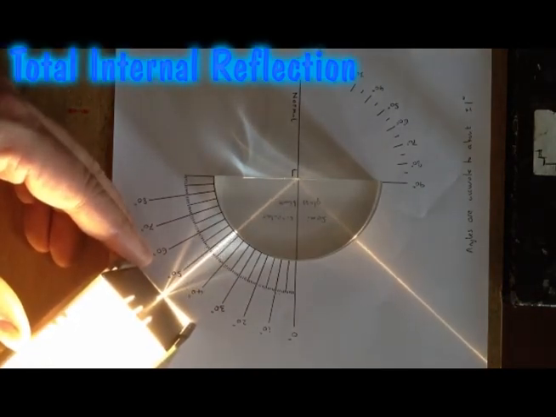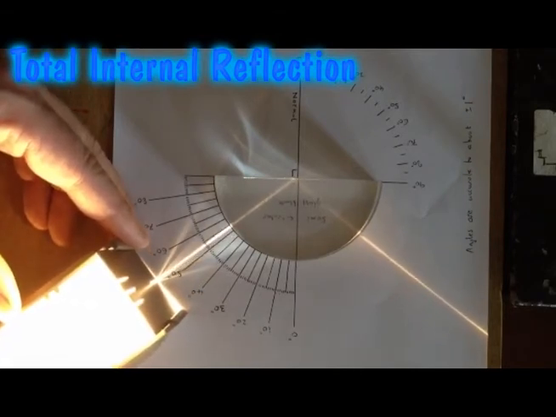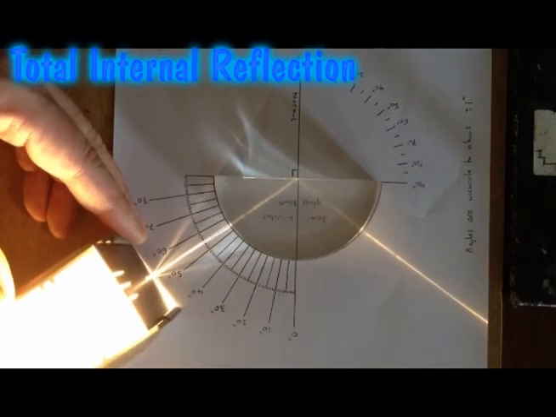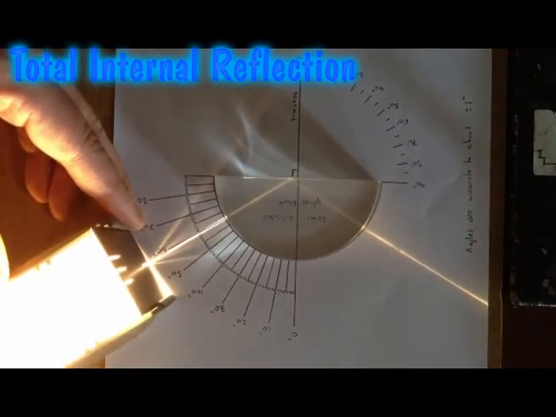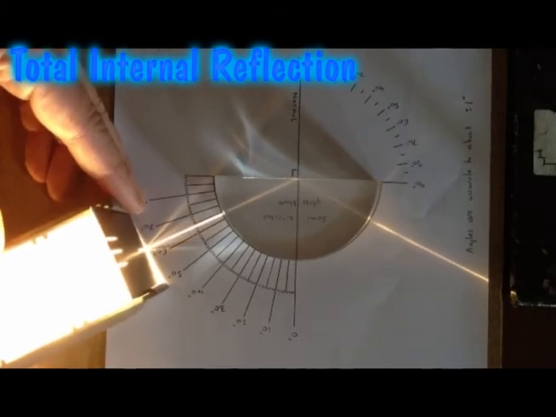Well, here we can see with an angle of incidence greater than the critical angle, none of the light passes through the boundary between the perspex and air. It reflects off the boundary, and we call this total internal reflection.